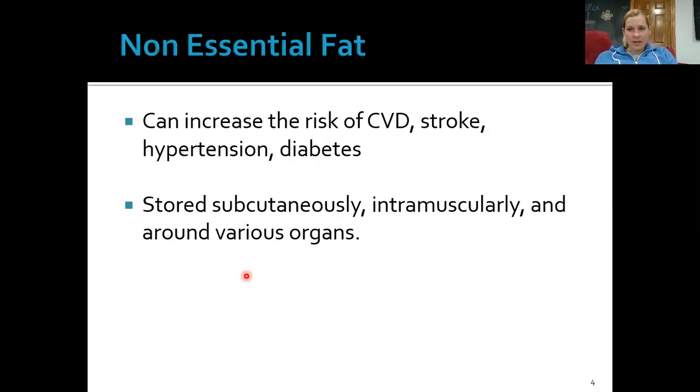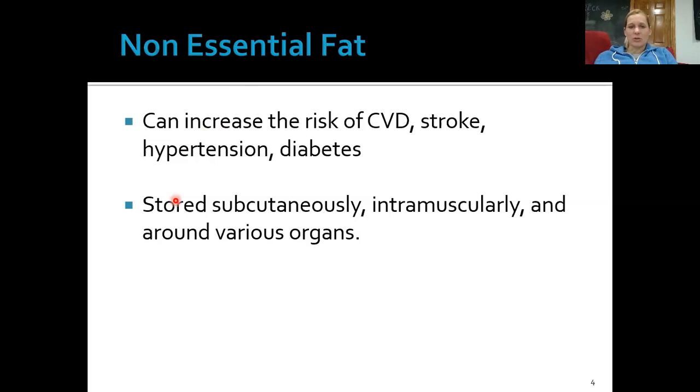Again, we said that non-essential fat was anything above and beyond those levels. So this can increase our risk of cardiovascular disease, stroke, hypertension, diabetes, and just overall health and mortality is directly proportionate to the amount of non-essential fat that I have. So again, the more fat that I have, the greater risk associated with cardiovascular disease, stroke, hypertension, diabetes, etc. Where is non-essential fat stored?